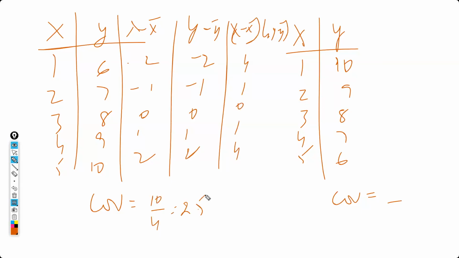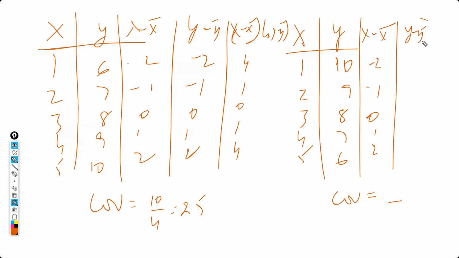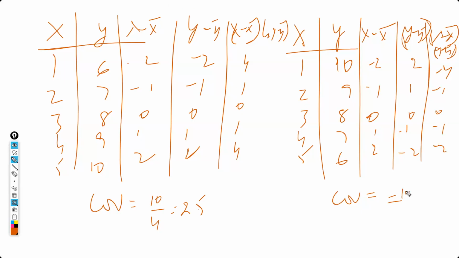Why would it be 0? For the second one, X minus X bar is again minus 2, minus 1, 0, 1, 2. Next, Y minus Y bar, which is 10 minus 8, is 2, 1, 0, minus 1, minus 2. X minus X bar into Y minus Y bar is minus 4, minus 1, 0, minus 1, minus 4. Total is minus 10 divided by 4, which is minus 2.5.